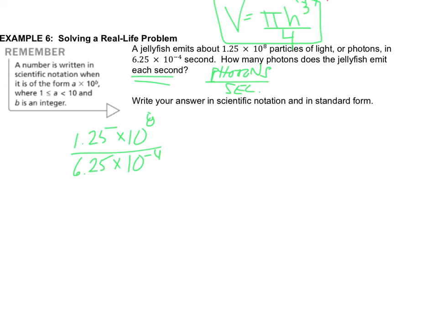So let's think this one out. There's actually two fractions that are kind of working here together. I have this one that I could simplify, and I have this one that I can simplify. So let's first focus on the first one. If I look at these two numbers, that's really saying, if I reduce that, 1/5. Okay, so if I was to take 1.25 and divide it by 6.25, that reduces to 1/5.